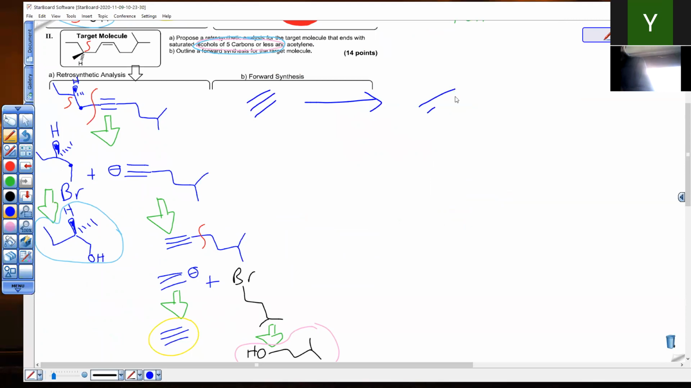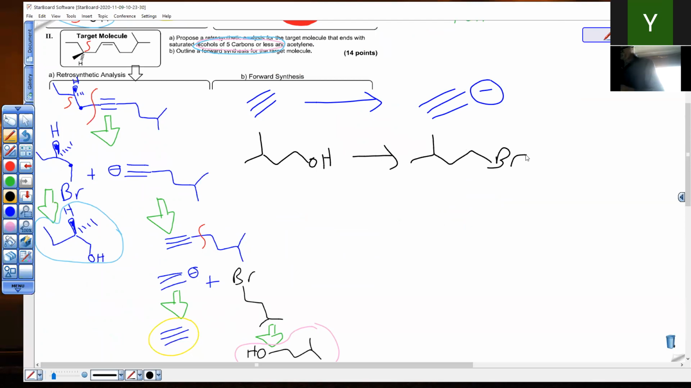How do you make that into this? And how do you make this into this? KH all day for the top one. PBr3 for this one. Reaction I gave you. And then how do you make these two combine to make this? You make the meat. Just that parenthesis says, make them react with each other. Synthesis here, new bond, very exciting.